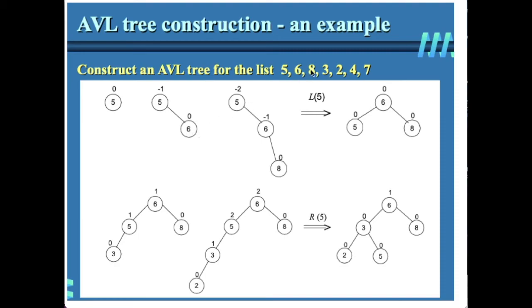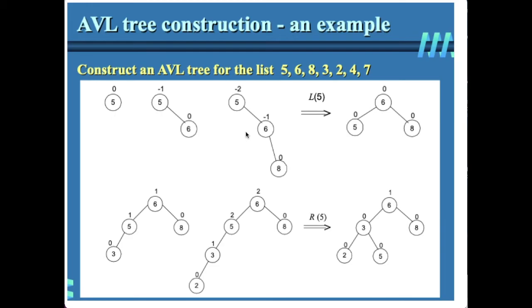Okay, so kapag dumating si 8, again, search where we will put 8. So 8 is greater than 5. 8 is greater than 6. So we put 8 sa right child ni 6. So we have this. We compute the balance factor. Pagka-compute natin ng balance factor, merong isang node that makes it an unbalanced tree. So, naging negative to na.